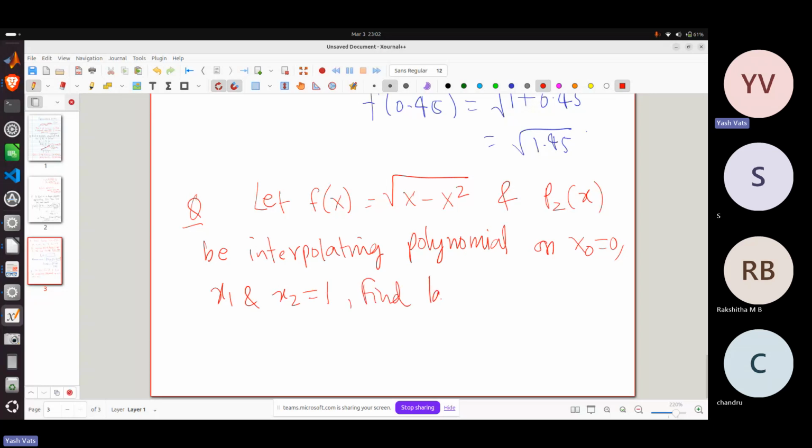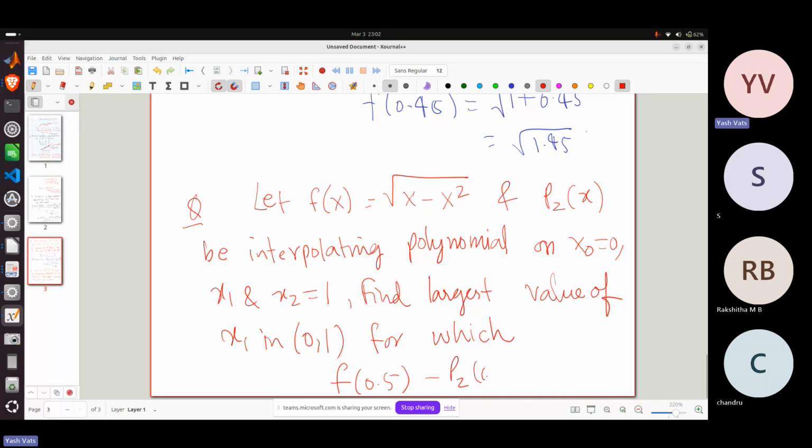Find the largest value of x1 in 0, 1, for which f of 0.5 minus p2 at 0.5 is minus 0.25. So you just have to find the largest value of x1 for which this happens. So just give it a go and try to find out x1 in this case. It's a bit different, but just try.